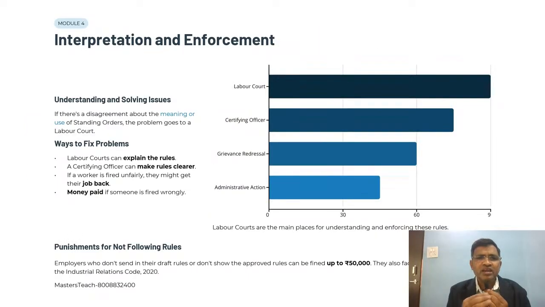Then, interpretation and enforcement. Who is going to enforce these particular standing orders? So, understanding and solving issues.